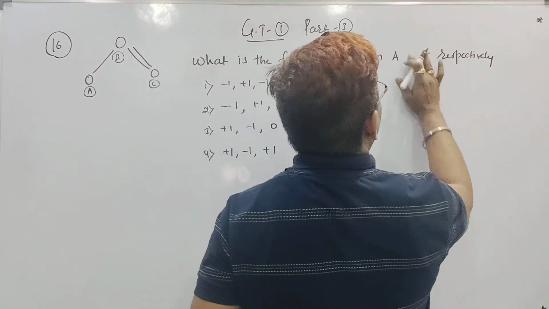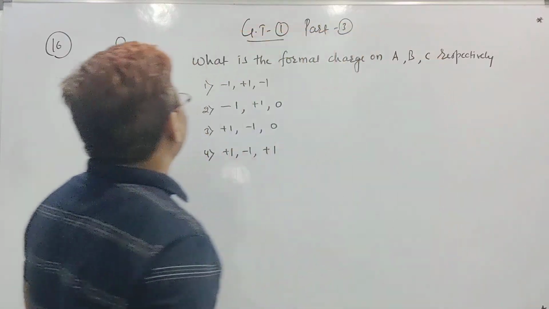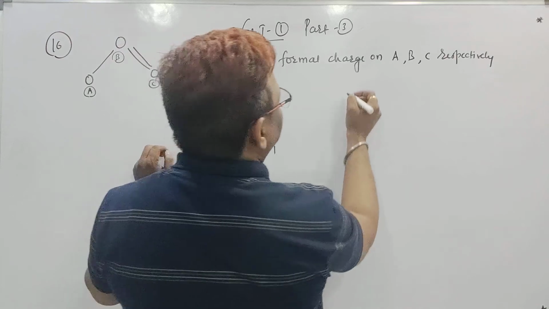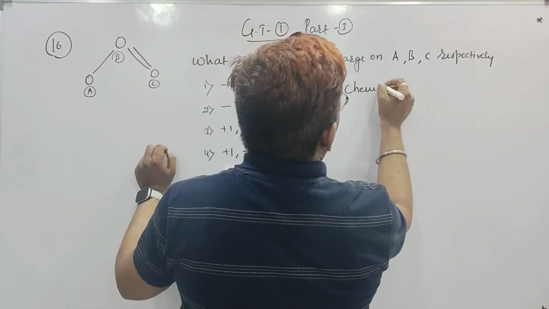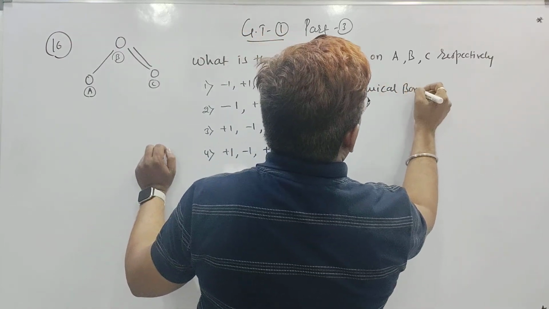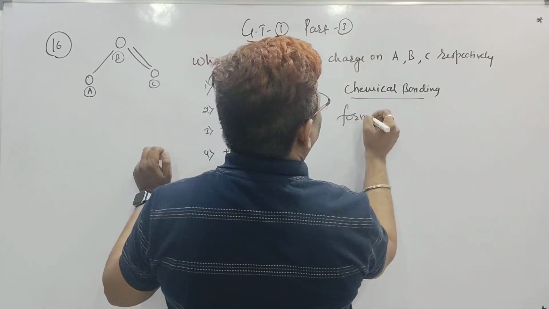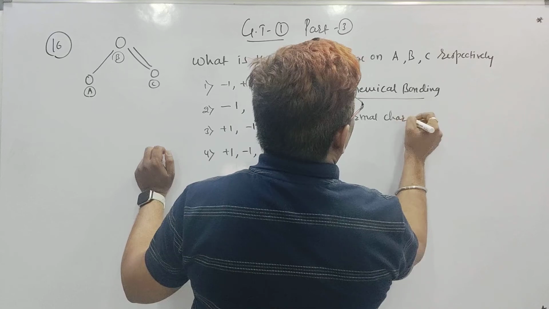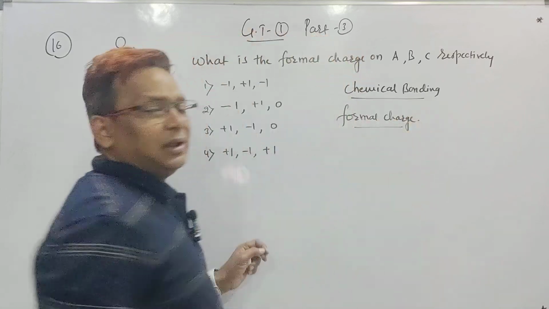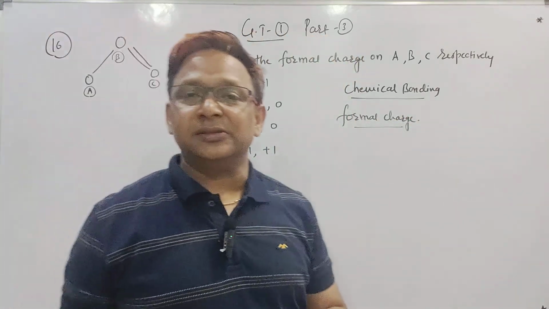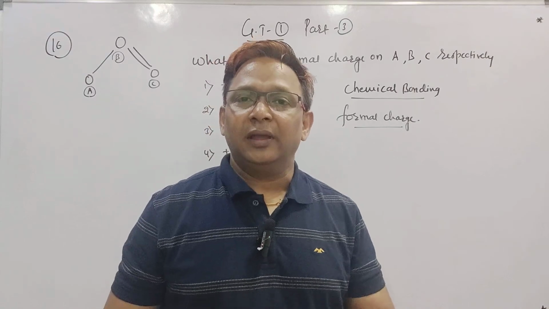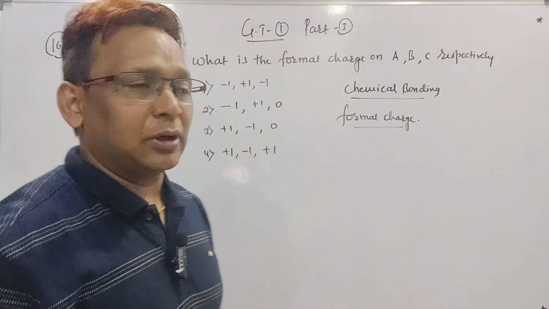But for finding the formal charge, this kind of question belongs to chemical bonding, beta. And in chemical bonding we have the concept called formal charge. It was given even in the NCERT also. But instead of using what they gave in the NCERT and all, I will use my rule here to get the formal charge.